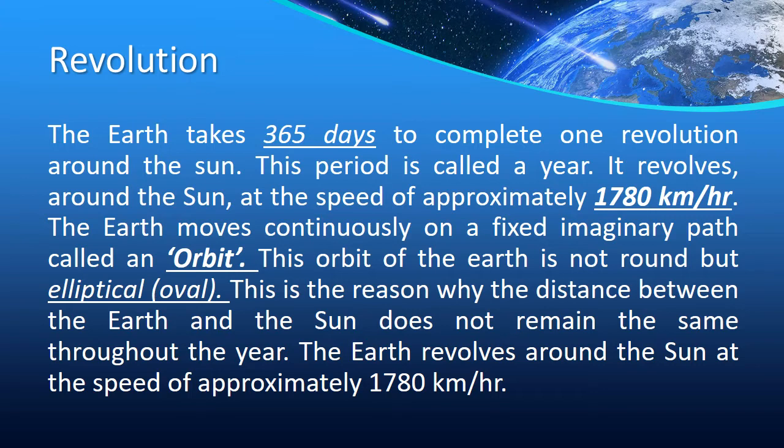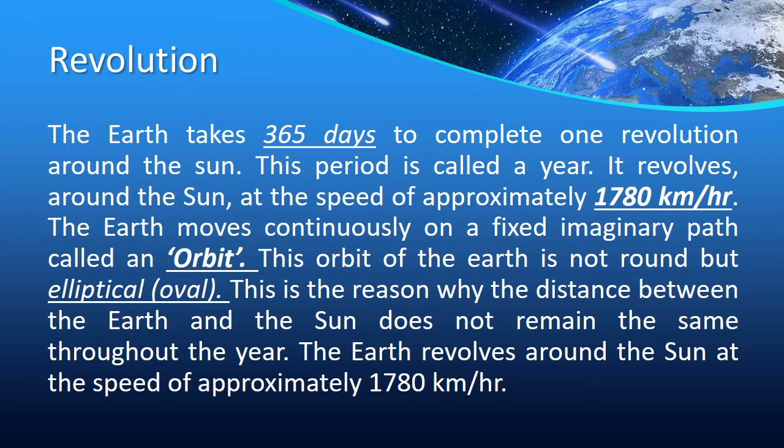It revolves around the sun at the speed of approximately 1780 km per hour. Students, you need to remember the speed of rotation is approximately 1670 km per hour, and the speed of revolution is 1780 km per hour. The earth moves continuously on a fixed imaginary path called an orbit. The path of rotation was the axis, this is the orbit. The fixed imaginary path on which the earth moves, that is the orbit.